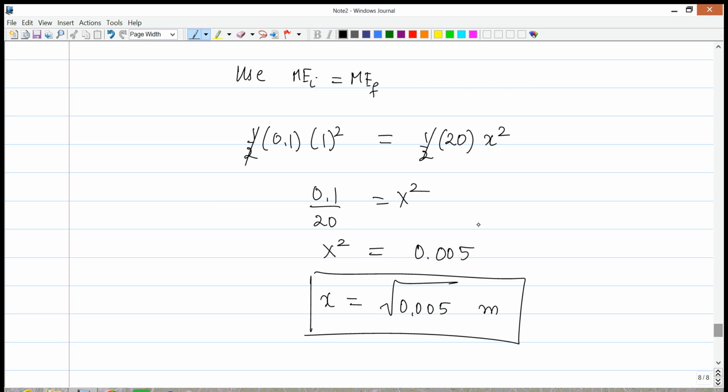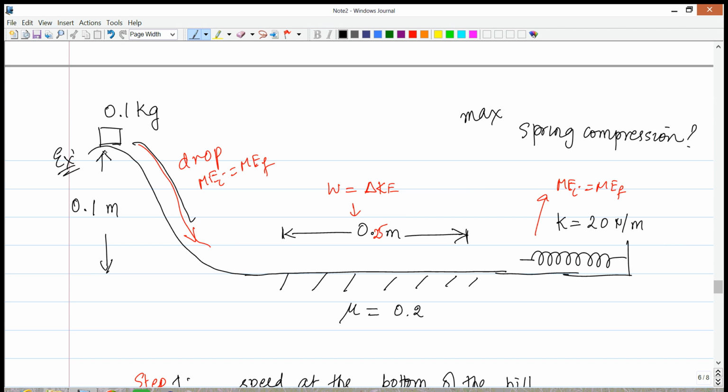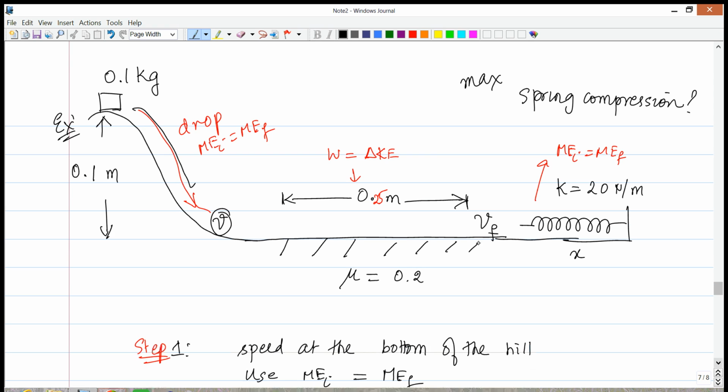So if you look at this problem, a lot of things happened. In the beginning, we used MEi equals MEf to find the speed at the bottom here. Then to find the speed here, we used W equals delta KE. And then in the end, to find the spring compression x, we used mechanical energy conservation. So this problem consisted of a lot of things, and you should get used to problems like this, which will involve several concepts across the board. Alright then, that should be it for this one.